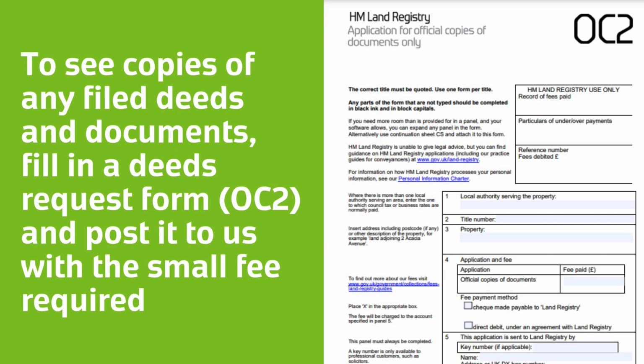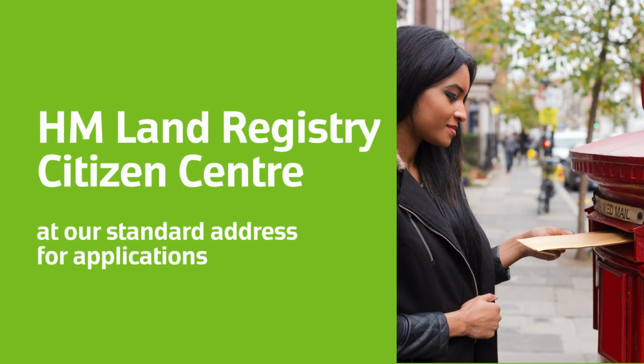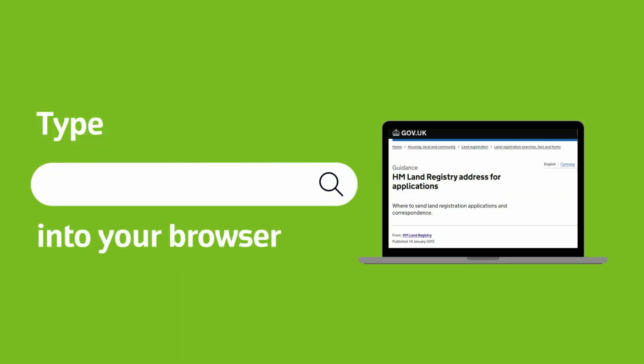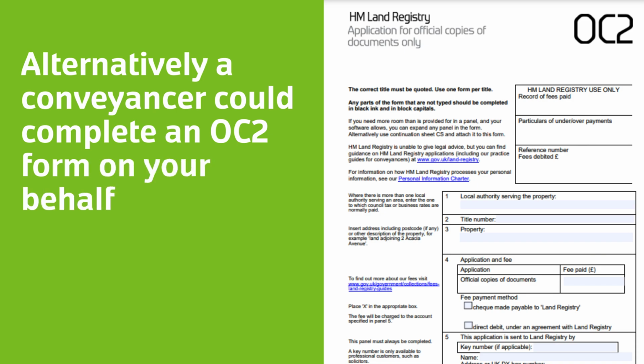To see copies of any filed deeds and documents, you will need to fill in a deeds request form, OC2, and post it to us with the small fee required. Send your letter, along with all supporting documents and evidence, to HM Land Registry, Citizen Centre, at our standard address for applications, which you'll find on our website, gov.uk. Simply type HMLR address into your browser. Alternatively, a conveyancer could complete an OC2 form on your behalf.